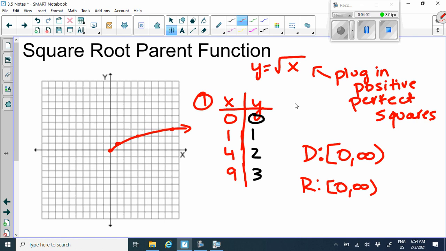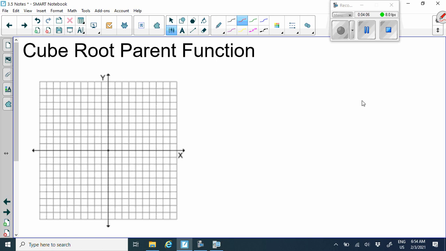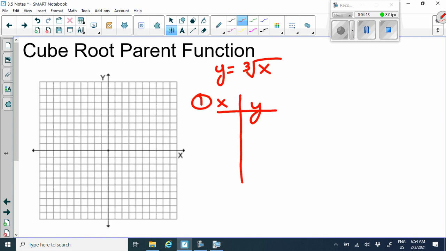That's the same thing. Okay, now let's go ahead and talk about the cube root parent function. The cube root parent function is y equals cube root of x. Now, once again, we're going to do the same thing. In order to graph, we need to create an xy table, okay? And think about what numbers work with cube roots.